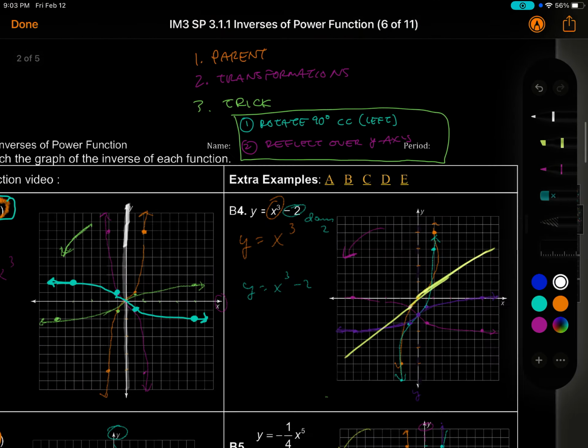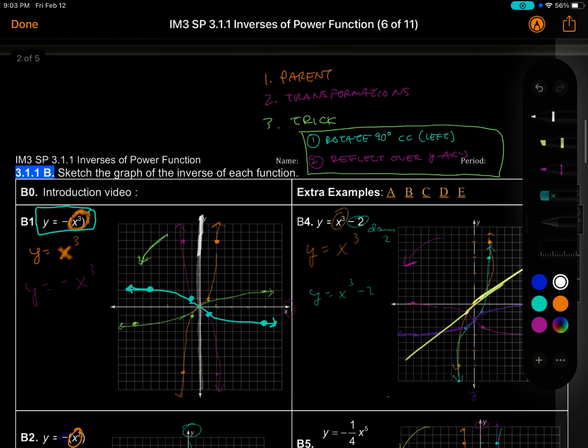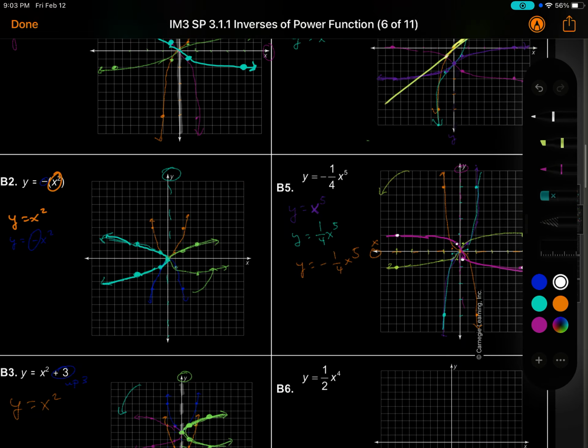All right, let's go ahead and do a B6, sketch the graph of the inverse of the function. We're first going to do the parent, then the transformations, and then the trick. Rotate it 90 degrees counterclockwise, which is going towards the left, and reflect it over the y-axis. Let's go ahead and do that.